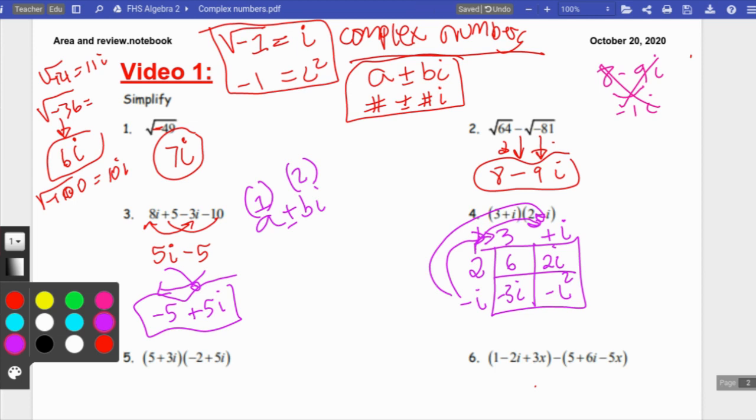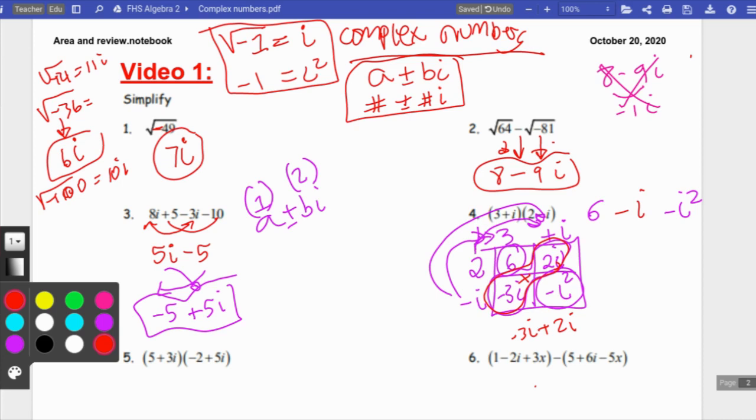All right, so what do we do next? So now we are going to write it. The first number goes in the front, 6, and the last number goes at the end, negative i squared. And then this right here, you're going to add. So if you add this, it's negative 3i plus the 2i. That should give me negative i.